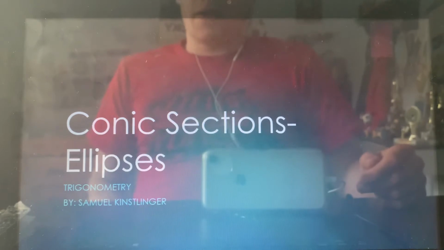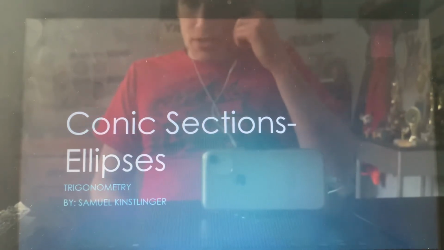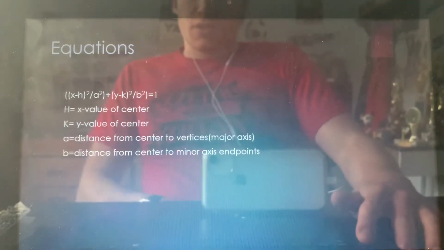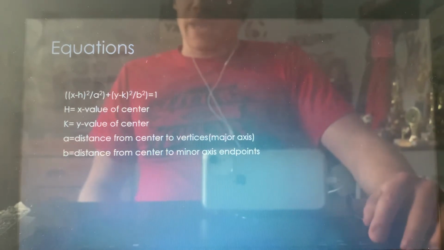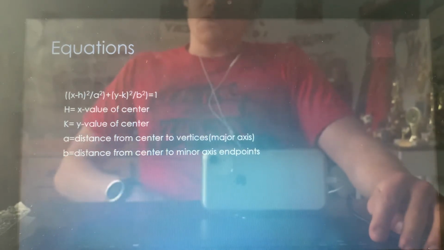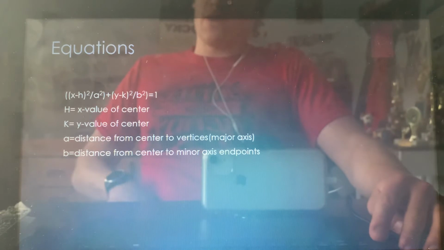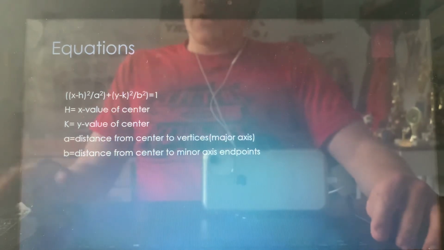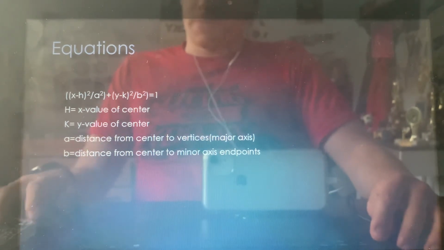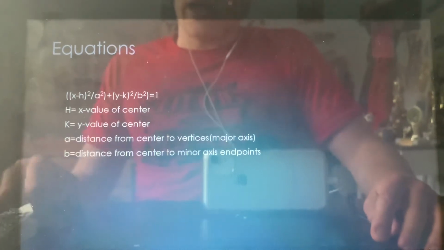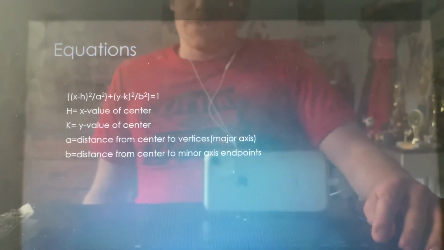Today on the topic of conic sections, we will talk about ellipses. So the equation for an ellipse is x minus h squared over a squared plus y minus k squared over b squared equals 1. If it's not 1, you need to divide to get it equal to 1. Now h, of course, is the x value of the center and k is the y value of the center.